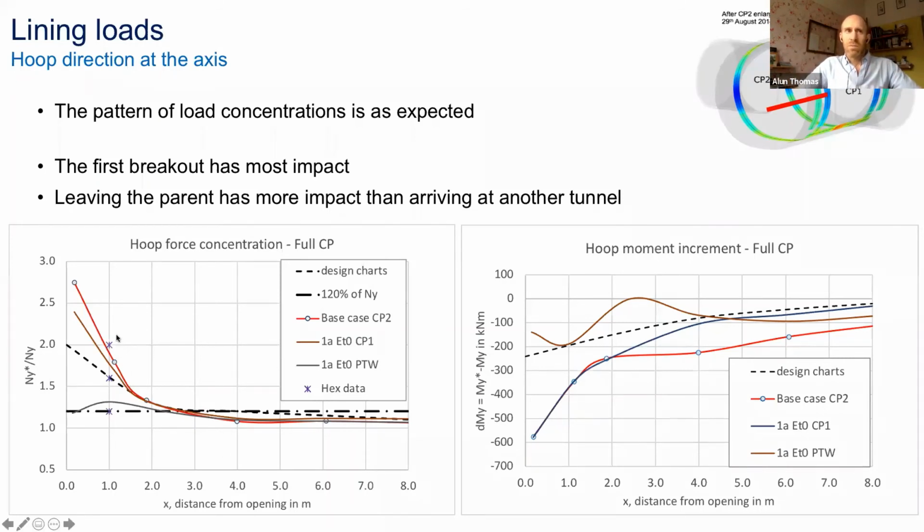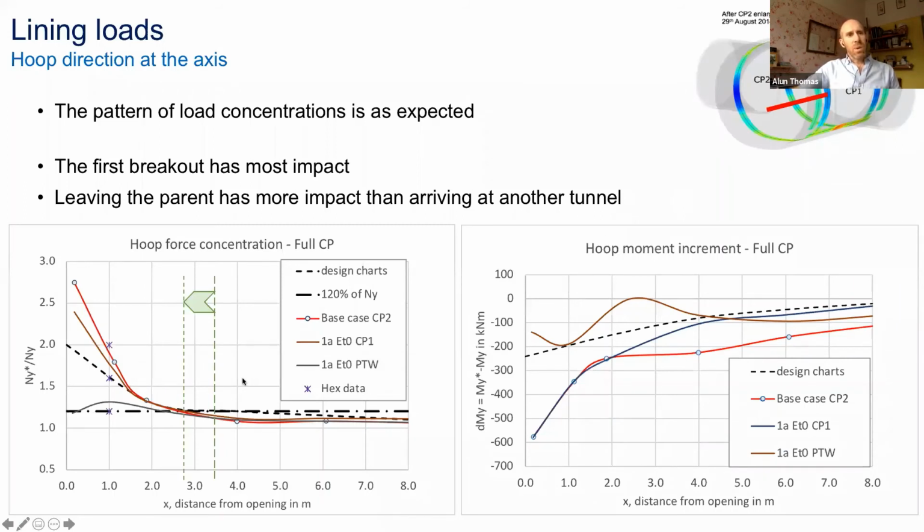I've tried to drag out some data from Heathrow Express from pressure cells, and that seems to correlate reasonably well with the sorts of increases in axial forces we're seeing. Bending moments are very interesting to look at because they tend to govern the design, and you can see again a rapid increase in bending moments close to the opening. It's more pronounced for the parent from which the child breaks out than the receiving parent, the brown line being platform tunnel westbound.